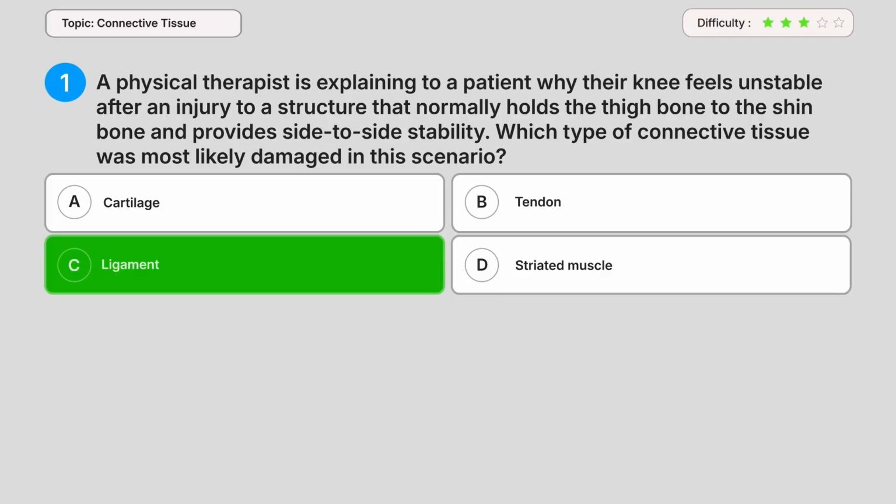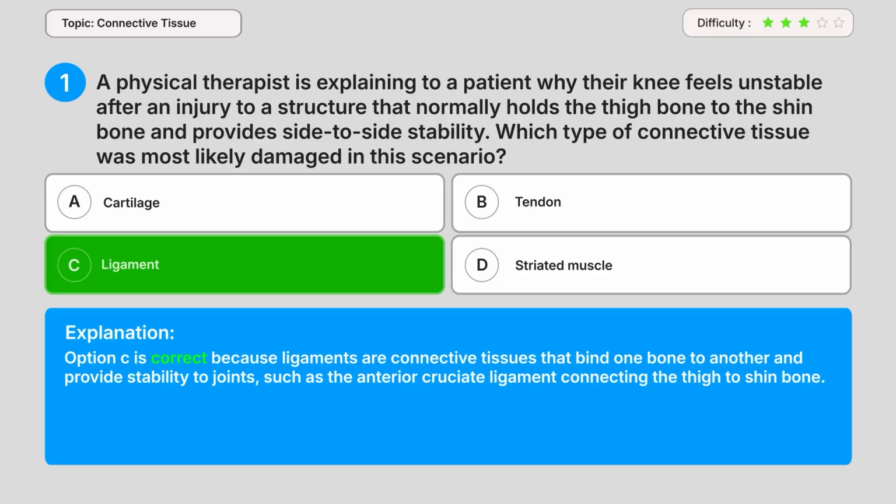Correct answer, C. Ligament. Explanation. Option C is correct because ligaments are connective tissues that bind one bone to another and provide stability to joints such as the anterior cruciate ligament connecting the thigh to shin bone.